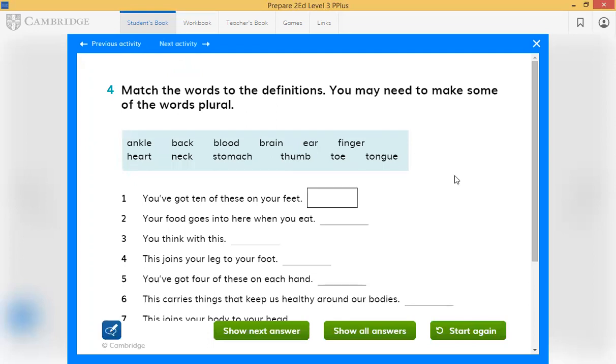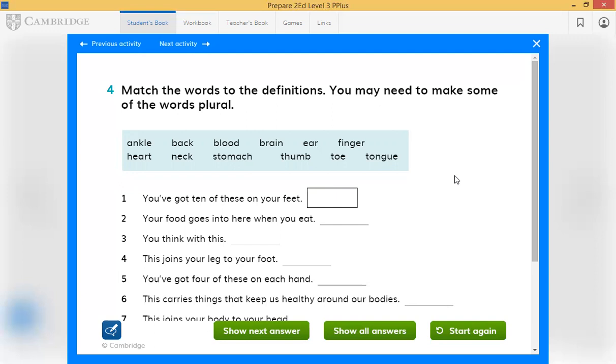Okay. Exercise number four, match the words to the definitions. You may need to make some of the words plural, okay? Remember, some words need to be changed in plural. So in case that I want to do this plural, I only include the S, like fingers. Okay, and that one is plural automatically. Why? Because I have five. Ears, I include the S. Why? Because I have two.